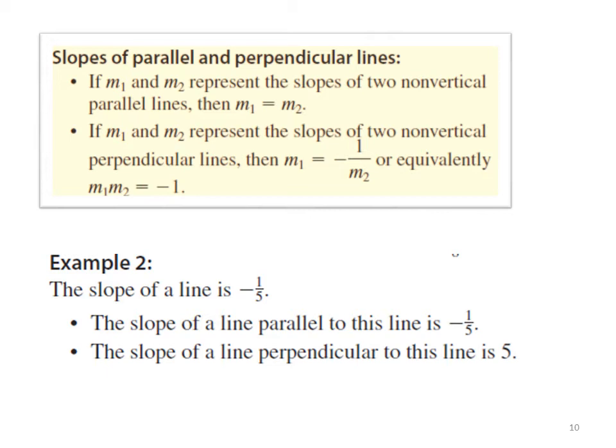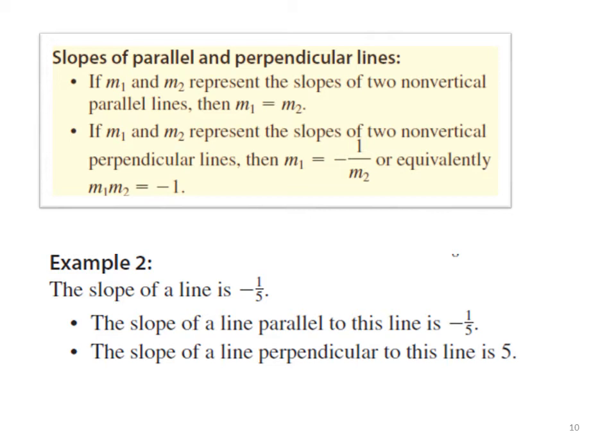So let M1 and M2 represent the slopes of two non-trivial parallel lines. Whenever the two lines are parallel, the slopes will be equal. M1 will equal M2. The converse is also true: if two lines have the same slope, then they will be parallel.